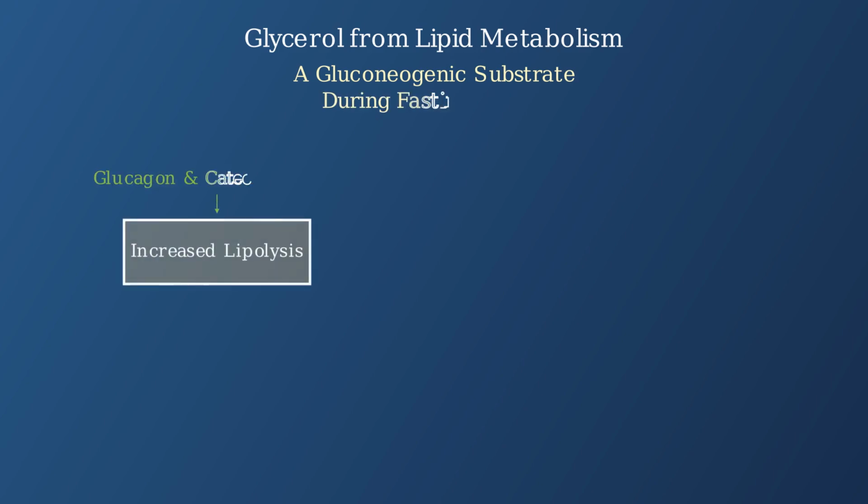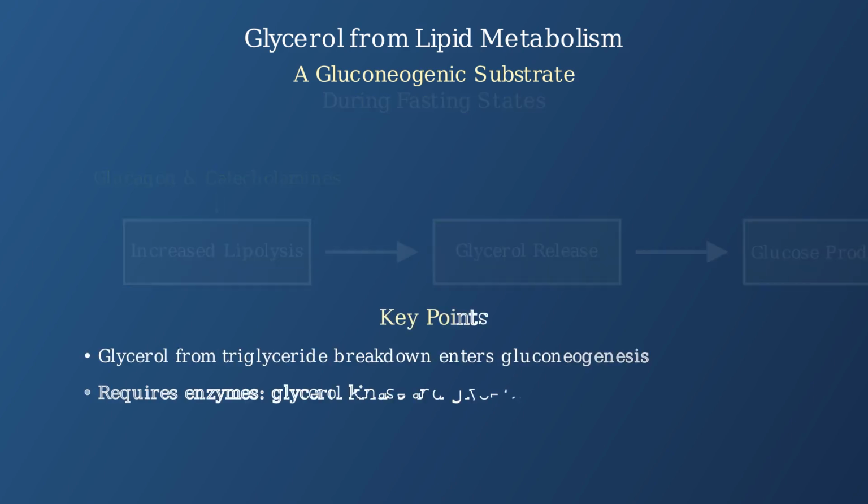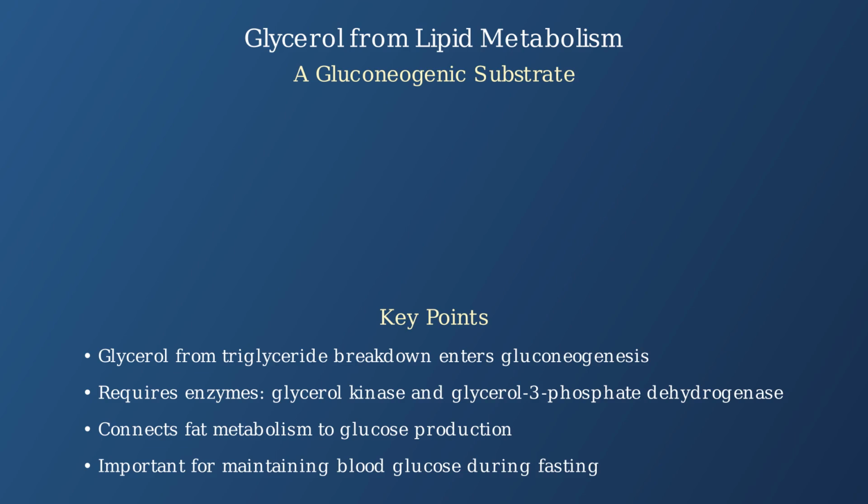During fasting states, hormones like glucagon and catecholamines stimulate lipolysis in adipose tissue. This results in increased glycerol release, which provides an important substrate for gluconeogenesis when carbohydrates are limited. In summary, glycerol from lipid metabolism forms an important link between fat breakdown and glucose production, helping to maintain blood glucose levels during periods of fasting.